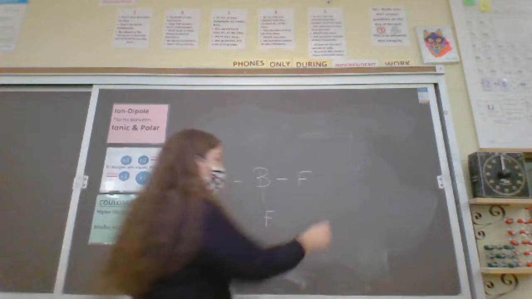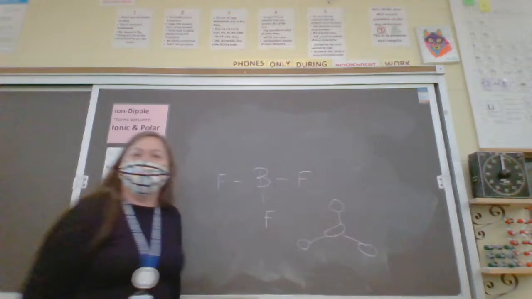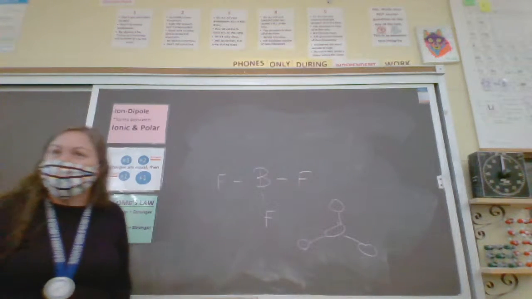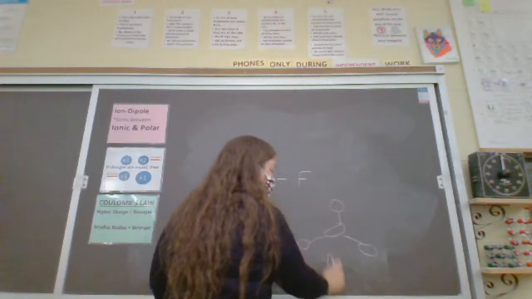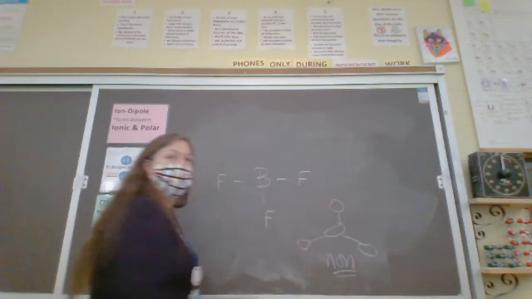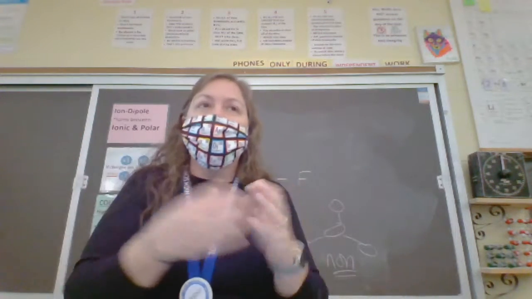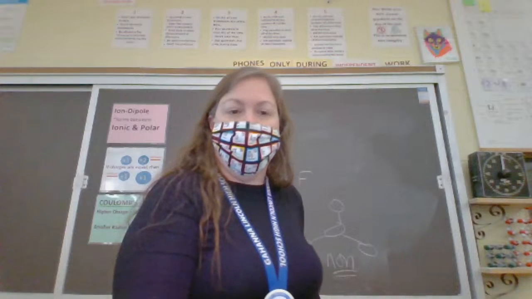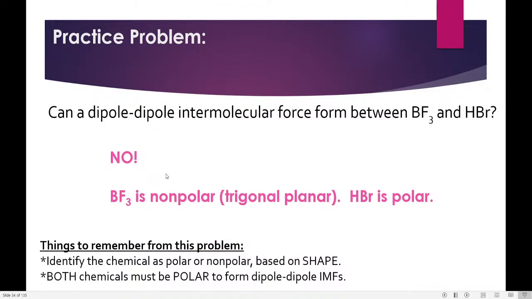And now in your mind, can you remember that trigonal planar has a peace sign kind of shape, or Mercedes sign. And so that would make it not lopsided, and this would be non-polar. So you do have to draw the Lewis dot structure, but hopefully you can think through the Lewis dot structure and save yourself a little bit of work. So ultimately, what do we say here? No, the force cannot form because the BF3 is non-polar, and we have to have 2 polar molecules to make that force occur.